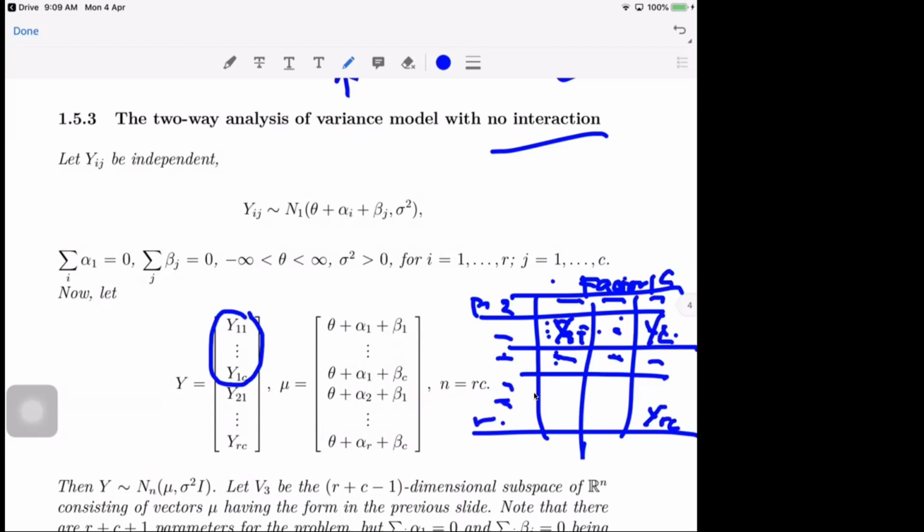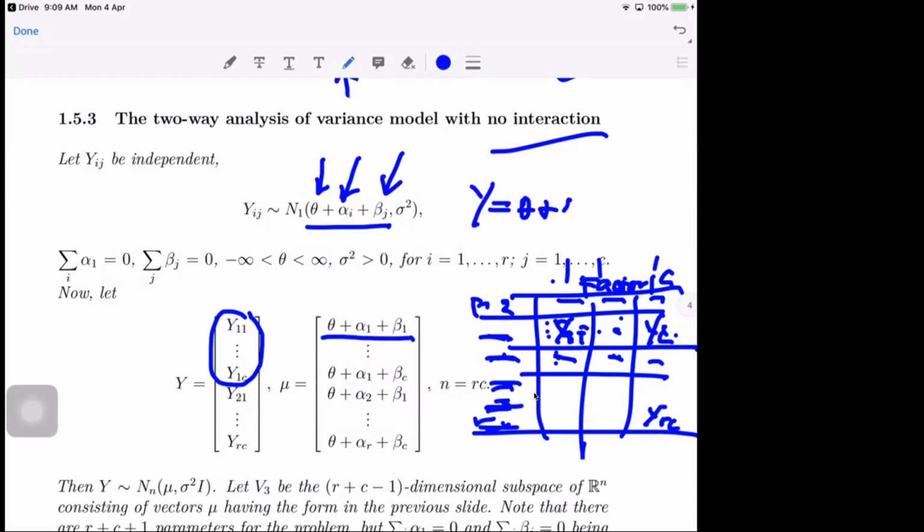And this is explained by this model. So in general, it's explained by this model. Your theta here is just your overall mean. Alpha i is talking about row effects, that is, differences among the rows, and beta j here is the differences among the columns. So in general, your model is theta plus alpha i plus beta j plus some epsilon for each of the ij. So we are looking at that particular model.